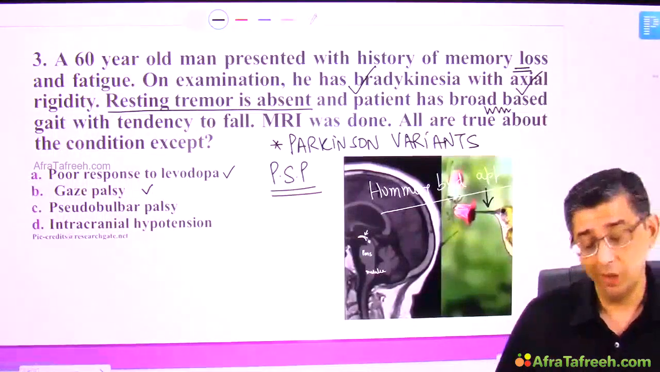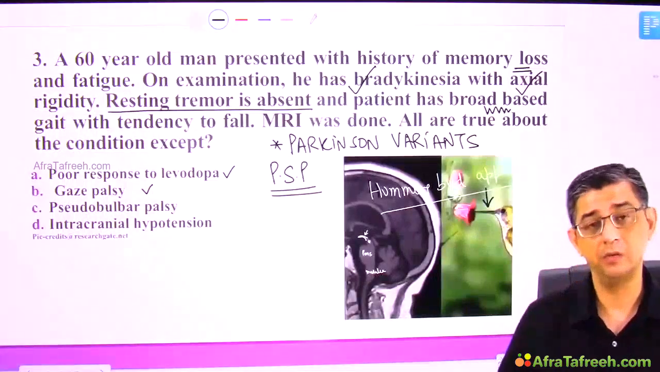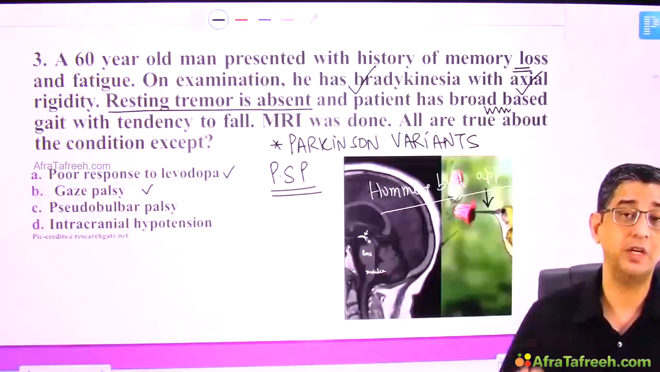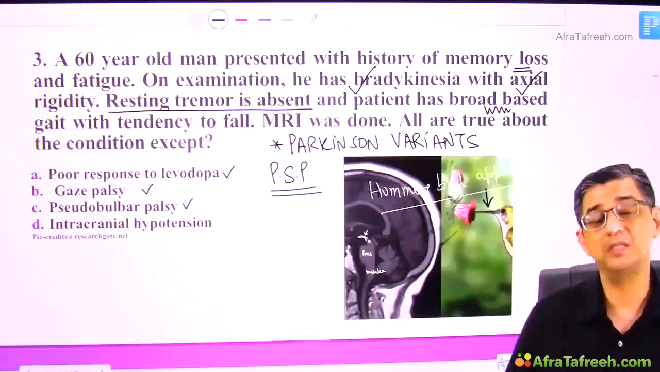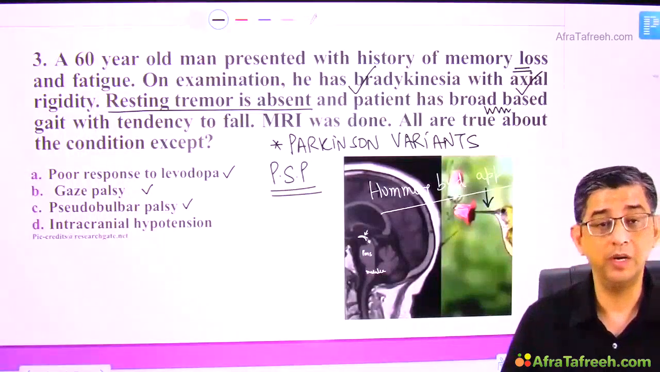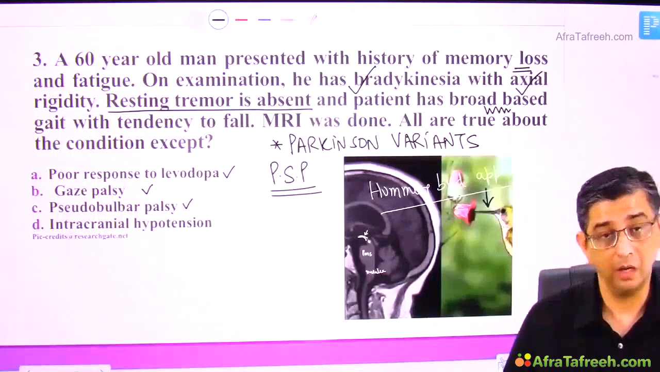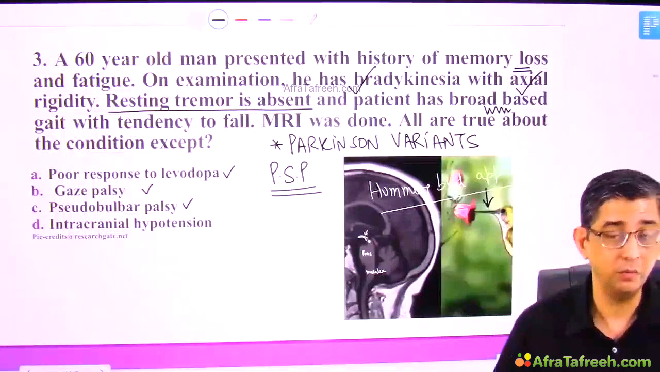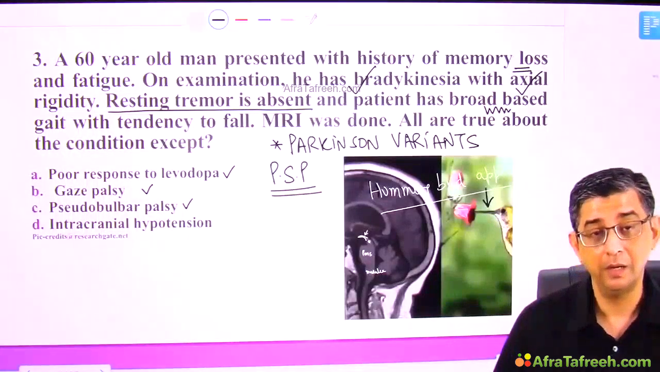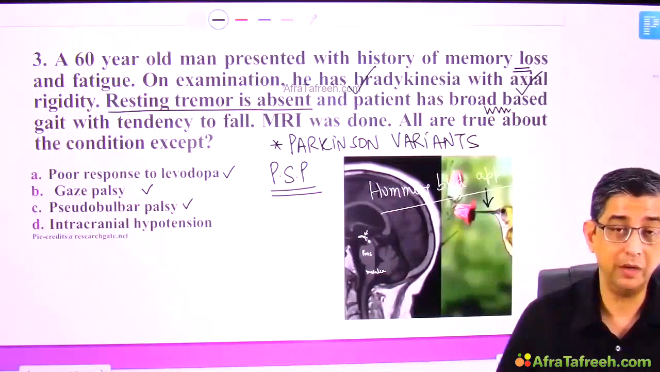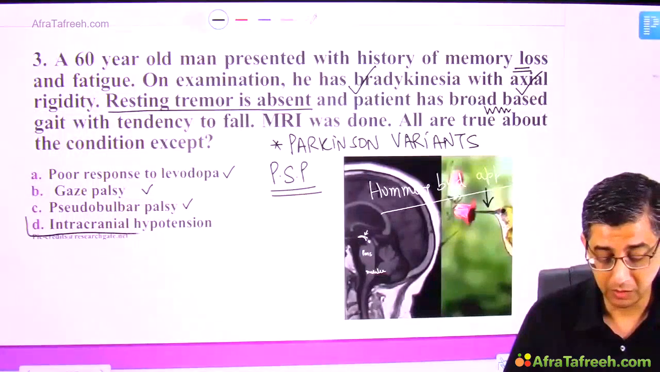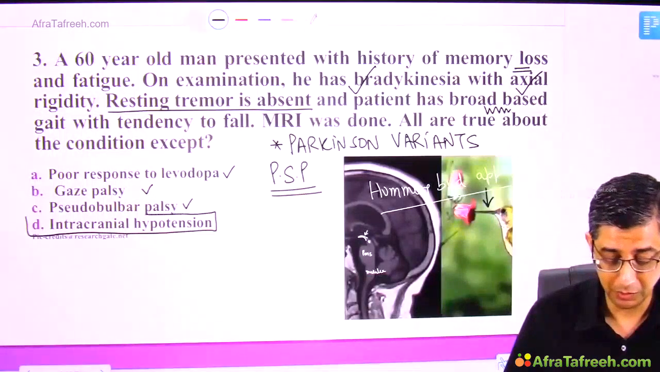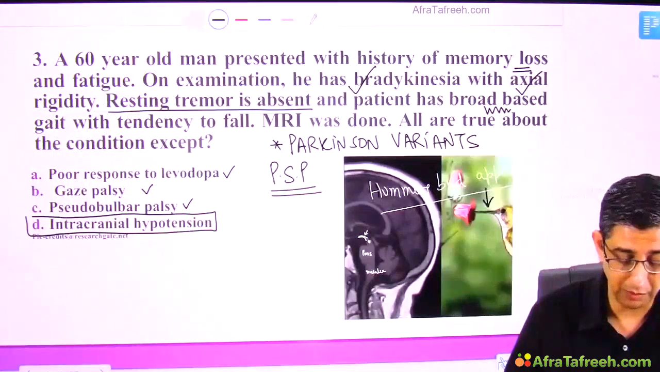Pseudobulbar palsy. Well, when it comes to brainstem involvement, because cranial nerves originate from this area, pseudobulbar palsy definitely makes sense for this condition. But if you look at D, he says intracranial hypotension. In fact, we read about intracranial pressure being increased. We read about intracranial hypertension, but definitely not intracranial hypotension. So the correct answer for this MCQ is option D. It is to be solved on the basis of exclusion.